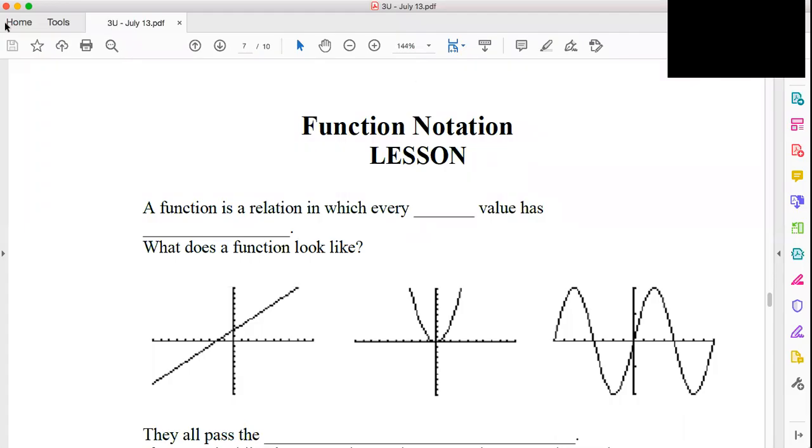All right, so we are on to lesson 2 for today. So we're looking at function notation. Relatively easy, probably should have been done as one of our first lessons, but you live and you learn.